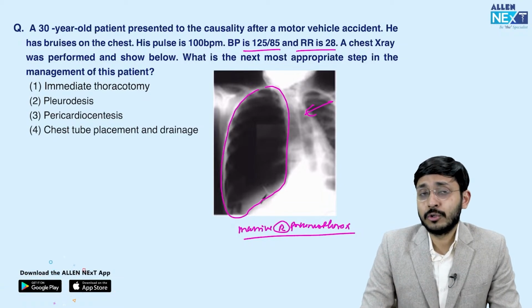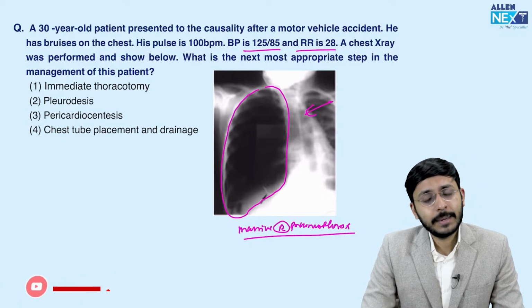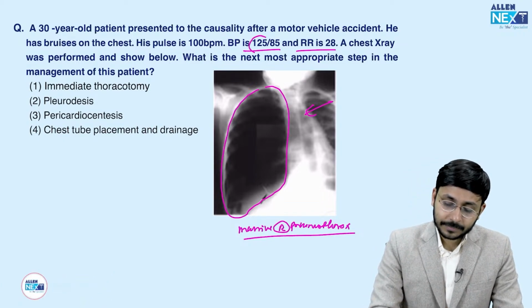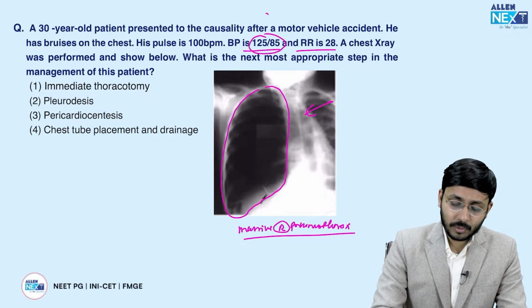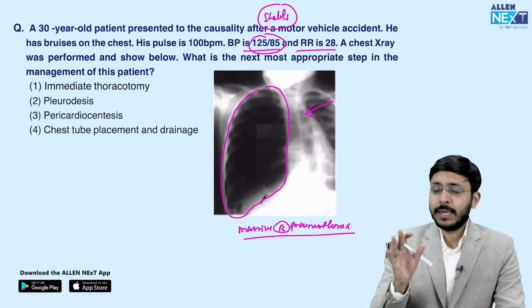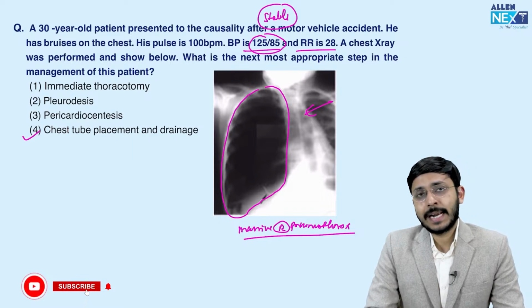So what should you do? Should you put in a needle thoracostomy or should you put in an ICD? So it depends on the patient's clinical status. Since in the question it is given that the patient is hemodynamically stable, we have time to put in an intercostal drainage tube. So here we'll do a chest tube placement and drainage.